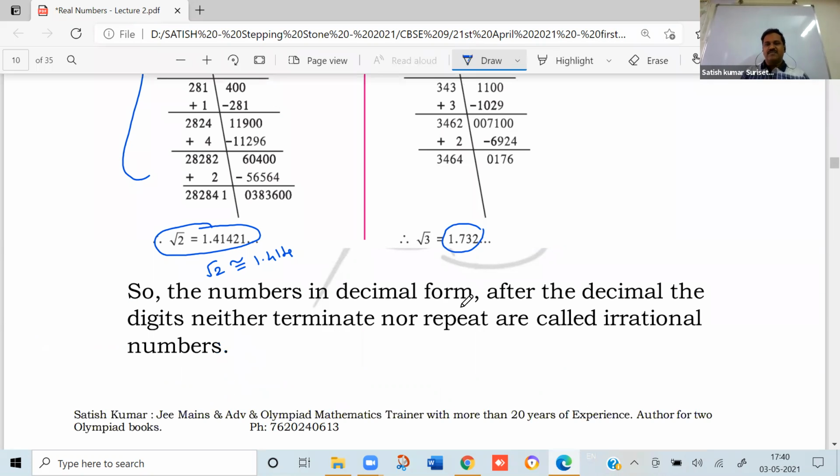So the numbers in decimal form, after the decimal, the digits neither terminate nor repeat are called irrational numbers. So remember the definition.